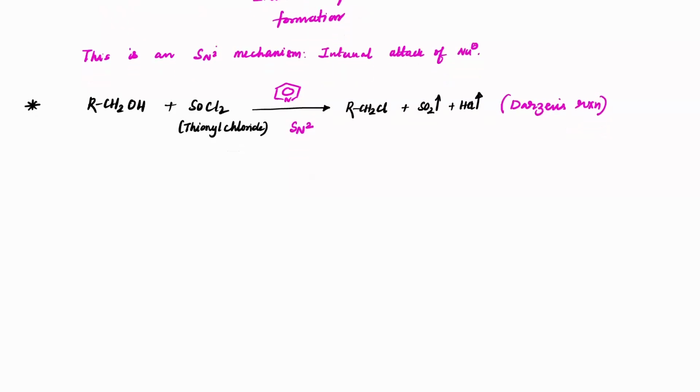Please check. So first, same thing here, RCH2OH. Till this step everything is the same. S double bond O, Cl. Up to this step there is no problem. But since pyridine is a strong base also, it can attack internally.